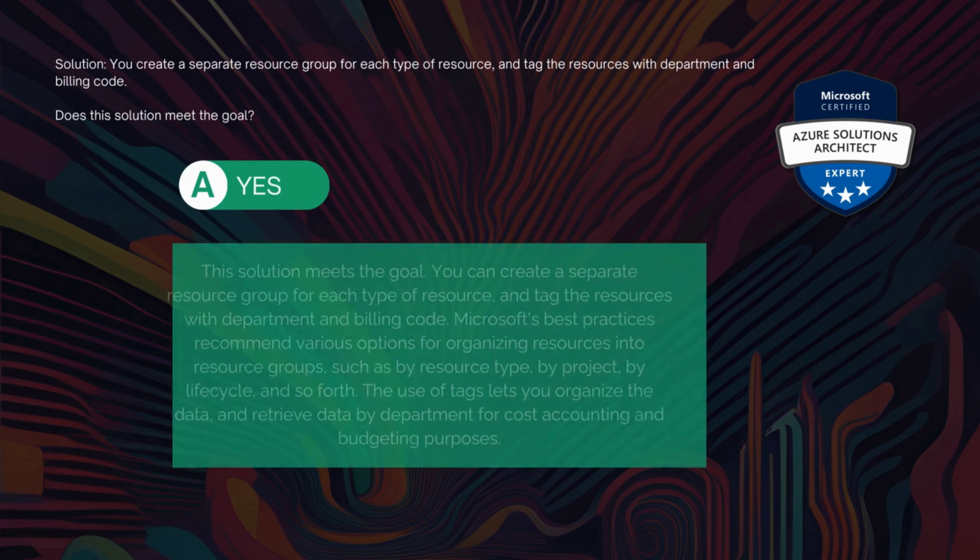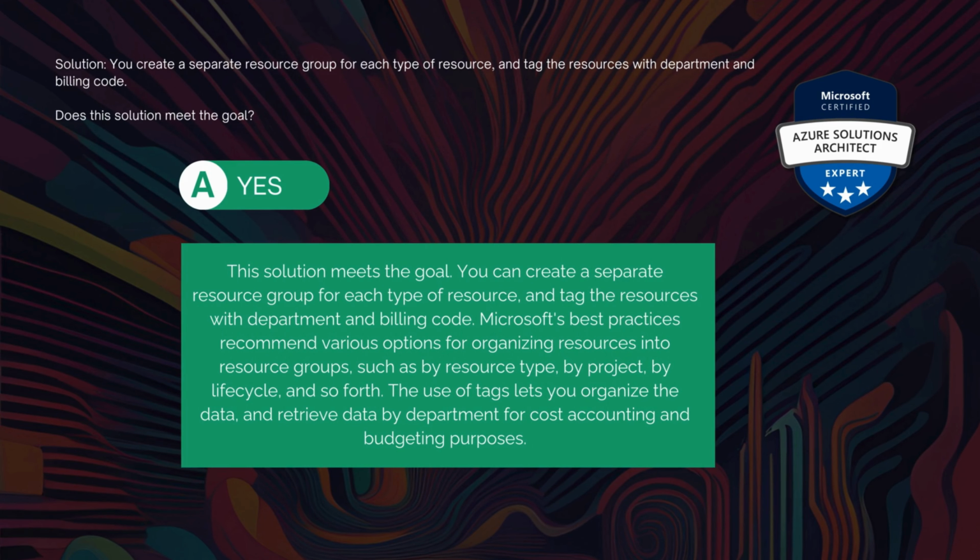This solution meets the goal. You can create a separate resource group for each type of resource and tag the resources with department and billing code. Microsoft's best practices recommend various options for organizing resources into resource groups, such as by resource type, by project, by lifecycle, and so forth. The use of tags lets you organize the data and retrieve data by department for cost accounting and budgeting purposes.